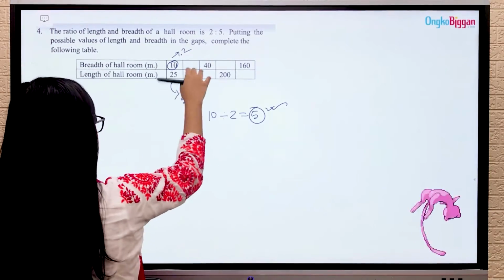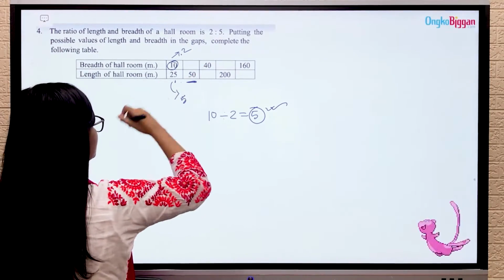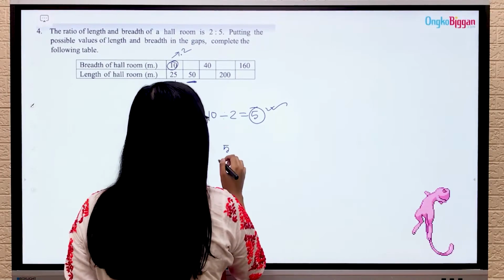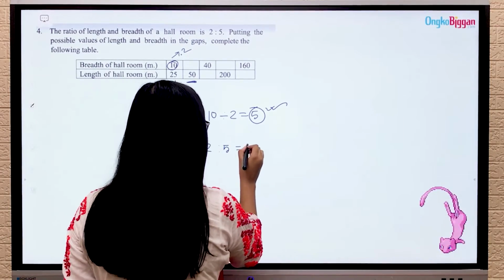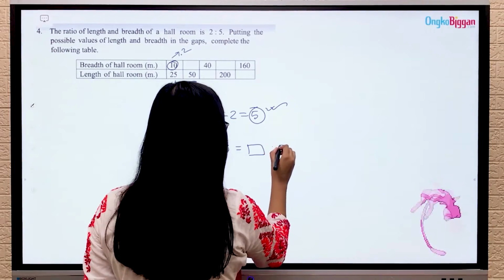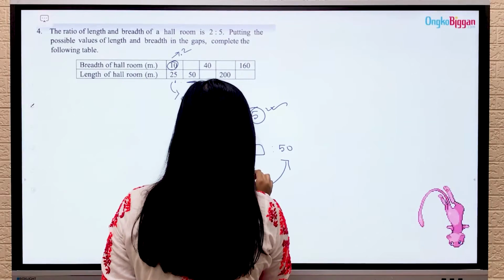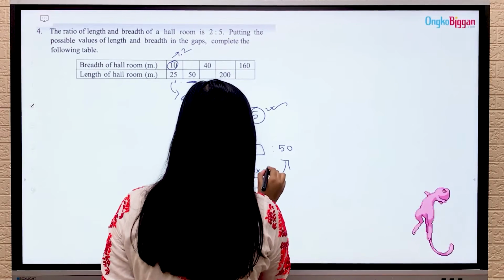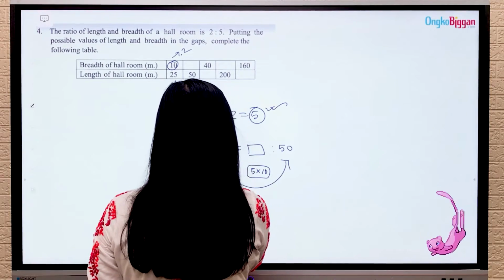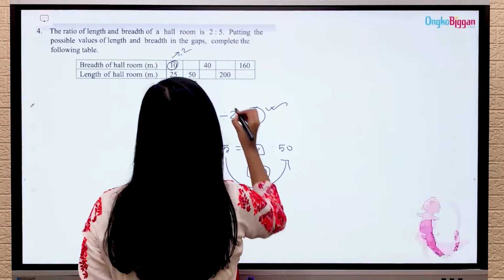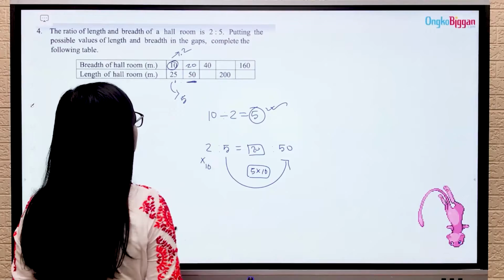Again 2:5, if it's 50, so 50 is in the ratio of 5. That means 2:5 equals box is to 50. So if we multiply 5 into 10, we are getting 50. So 2 will also be multiplied by 10, so it will be 20. So our answer will be 20 here.